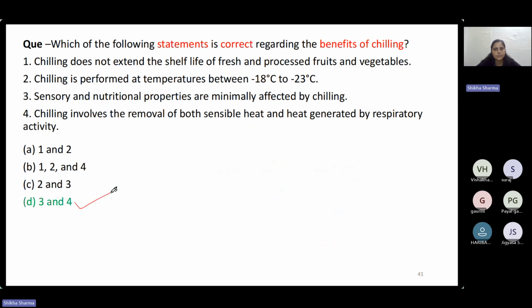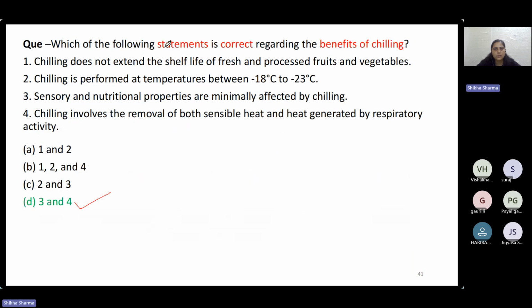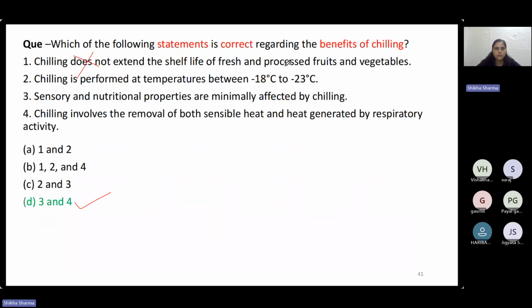3 and 4 is correct. So what happens? Chilling basically extends the shelf life of fresh and processed fruits and vegetables. So the first one is incorrect. The second, sensory and nutritional properties are minimally affected by chilling, is correct.